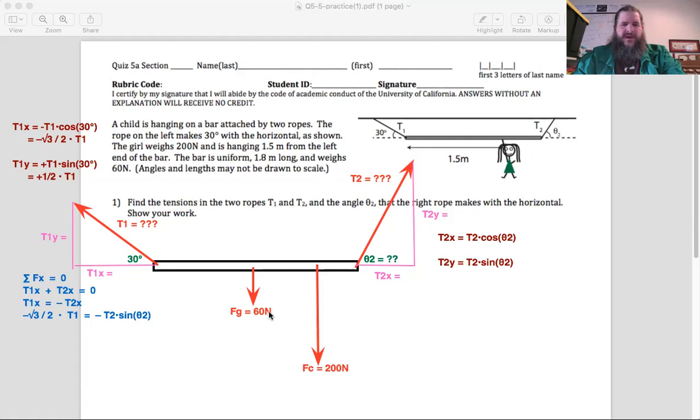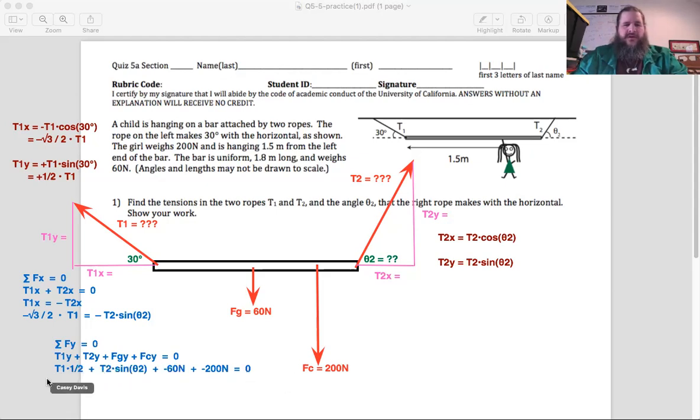Plus force of gravity y component would be, since it's downwards, what would we call that? Negative. Yeah, so negative 60 newtons, and force of the child is also downwards, so negative 200 newtons. And again, those have to add up to 0 because there's no acceleration in the y direction. So this gives us a second equation that relates our three unknowns, T1, T2, and theta2. And we still don't have enough information to solve, but we could at least rearrange this a little bit. For instance, how could we get rid of these numbers here on this side of the equation?